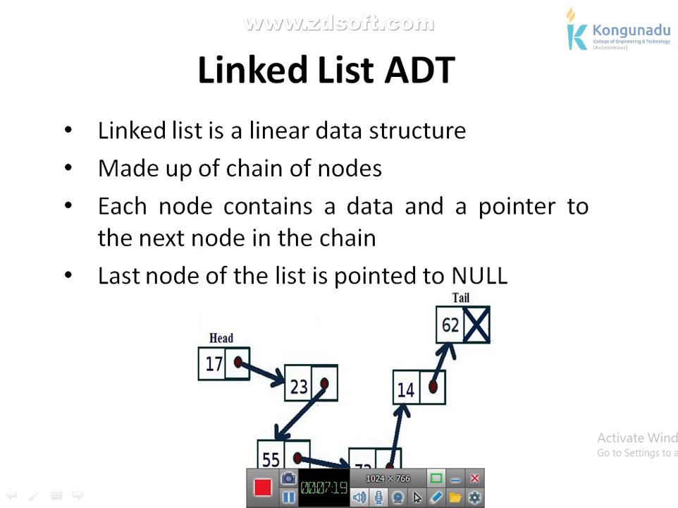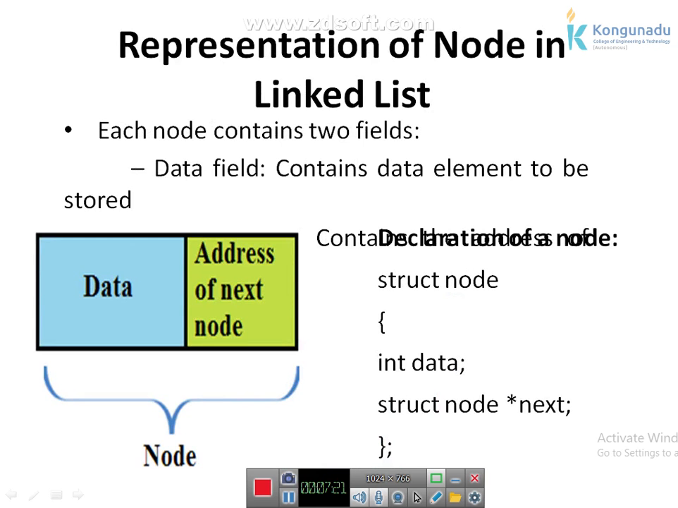Next, let's see the representation of a node in a linked list. As I already told you, each node contains two fields. One is the data field, another one is the pointer field. The data field contains the data element to be stored. This is the representation for a node. This is the data field, and the green color represents the address of the next node. This is the declaration for a node.